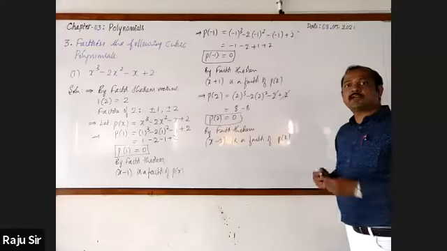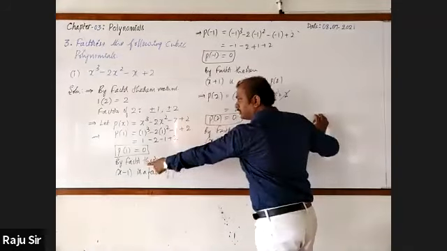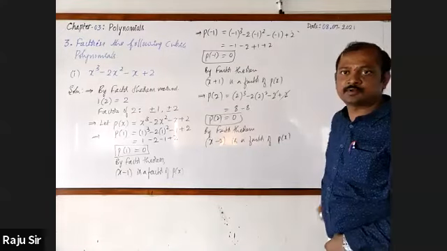Now what is the factorization of the polynomial? Just tell me. X minus 1, into X plus 1, into X minus 2. Got it. We got 3 zeros.